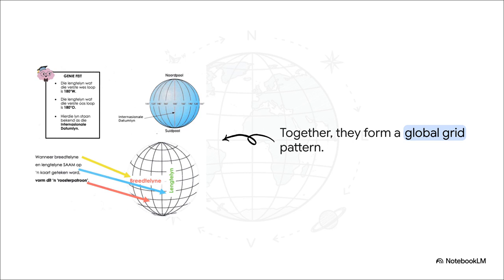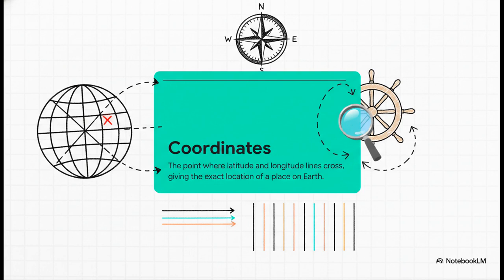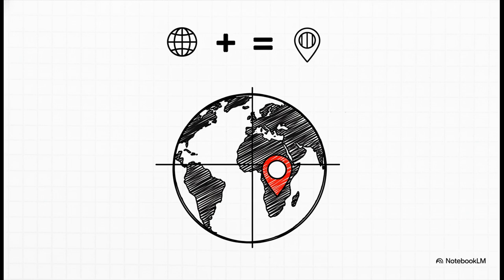Now, every single point on Earth sits at the intersection where one line of latitude crosses one line of longitude. And that intersection point has a special name. We call it a coordinate. It's like a unique address for any place on our planet made up of one latitude measurement and one longitude measurement. Now, this is absolutely crucial to remember, especially for your exams.